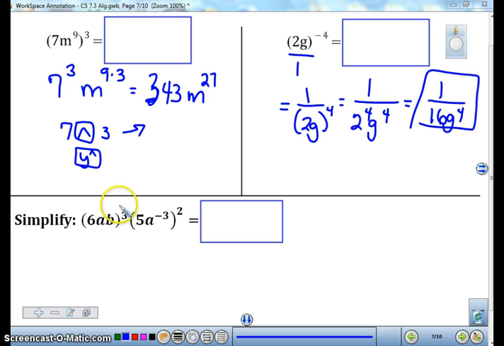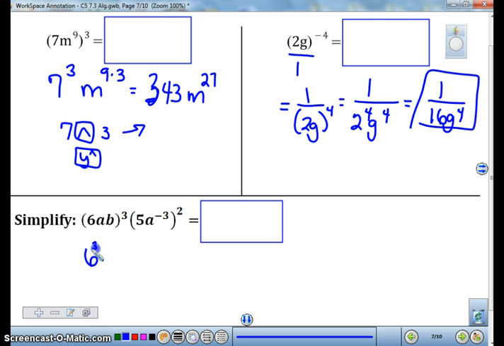This is to the third power, each thing to the third. This is to the second, each one to the second. As I said, pause the video, and then when you turn it on, you'll hear my explanation and I'll help you get through it.